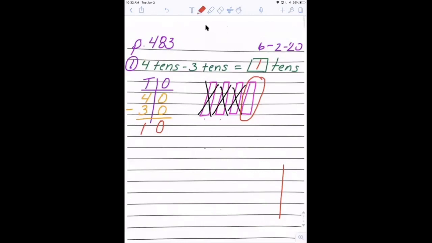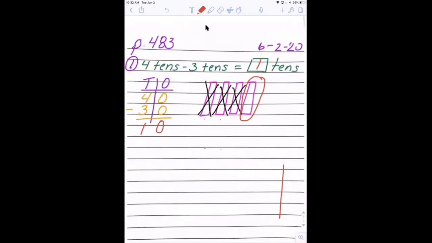Okay, now my vertical problem is 40 minus 30. So 0 ones minus 0 ones equals 0. Now 4 groups of 10 minus 3 groups of 10 equals 1 group of 10. Now our next problem, problem number 2.